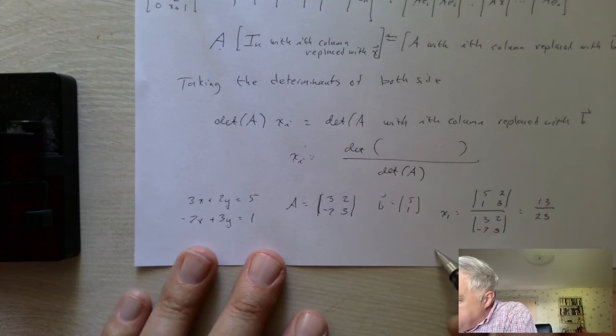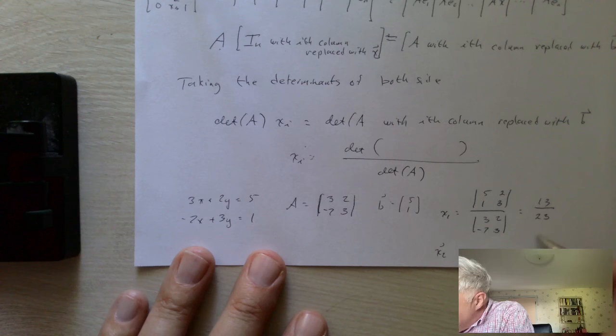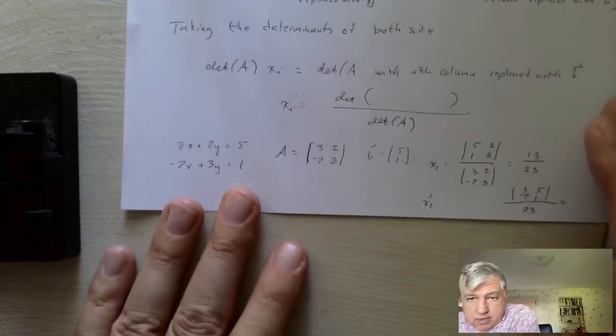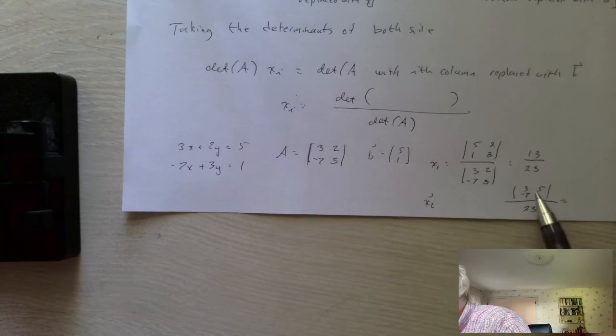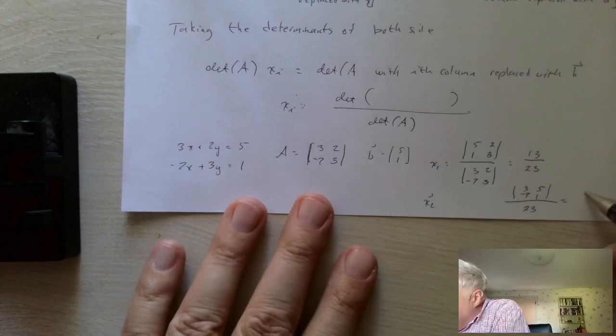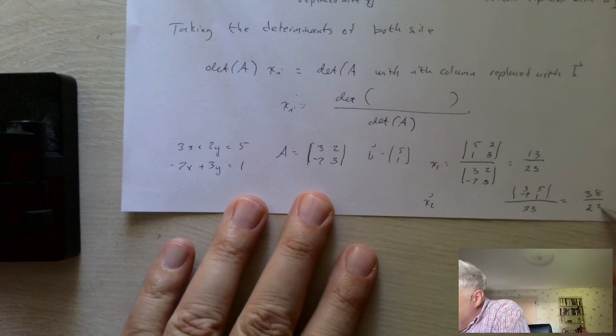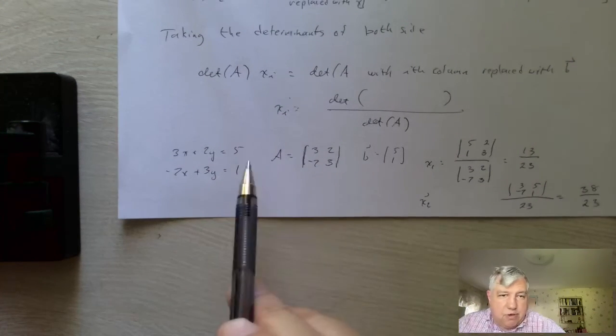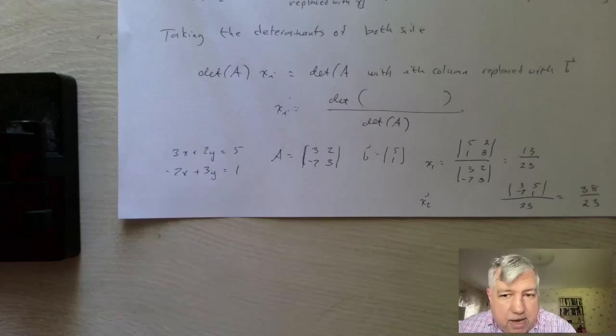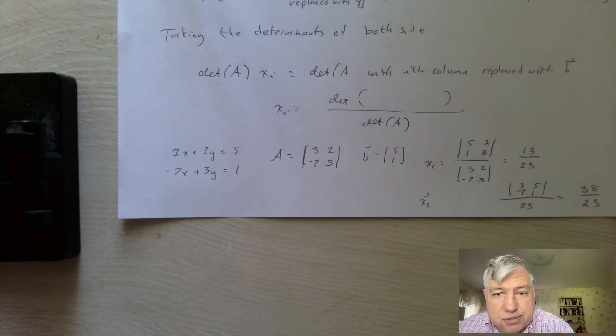And then x2, you could check that this would be the determinant of 3, negative 7, 5, 1, divided by the same determinant, which is 23. And this would be, hopefully I get this right, 3 plus 35 is 38, so it would be 38 over 23. Okay, and you can go back and check by basic algebra 1 to see if these solutions are correct.